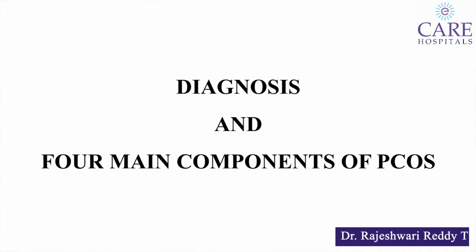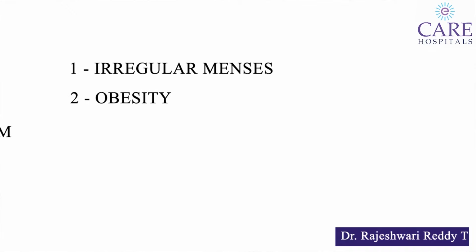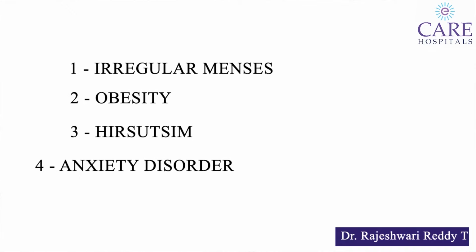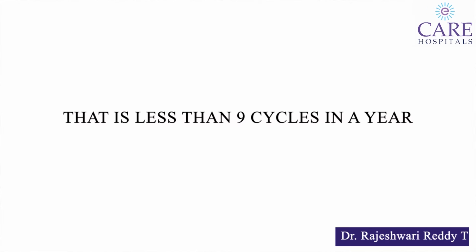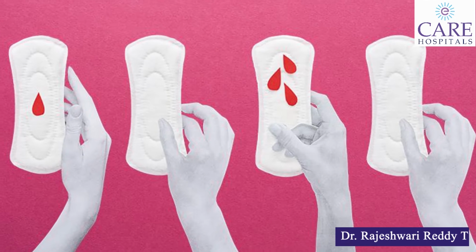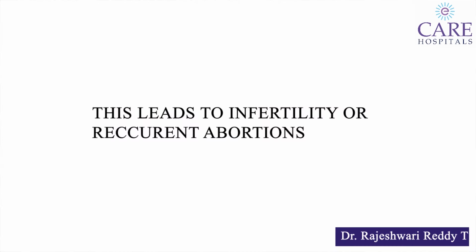So in the first video, we are going to talk about the diagnosis and the four main components of PCOS. The four main components are irregular menses, obesity, hirsutism, and anxiety disorders. Firstly, irregular menses. Irregular menses is very characteristic of PCOS. People complain of fewer menstrual cycles, that is less than 9 cycles in a year, very little bleeding or irregular heavy bleeding. This in turn leads to infertility in later life and recurrent abortions.